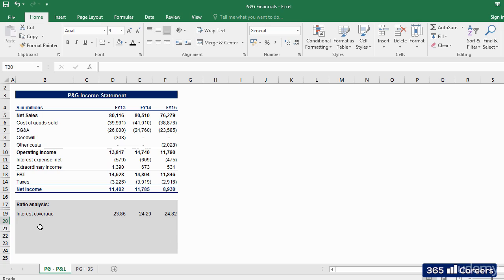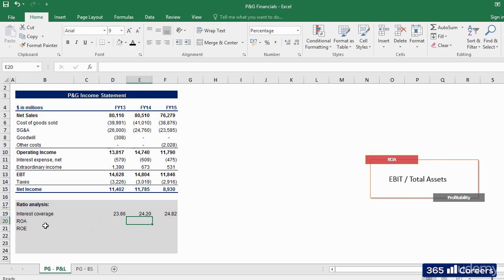So, picking up where we left off, we have got P&G's income statement and balance sheet, and we already have the liquidity and solvency ratios. Our task here is to calculate profitability and growth ratios. Let's start with profitability ratios, namely ROA and ROE.